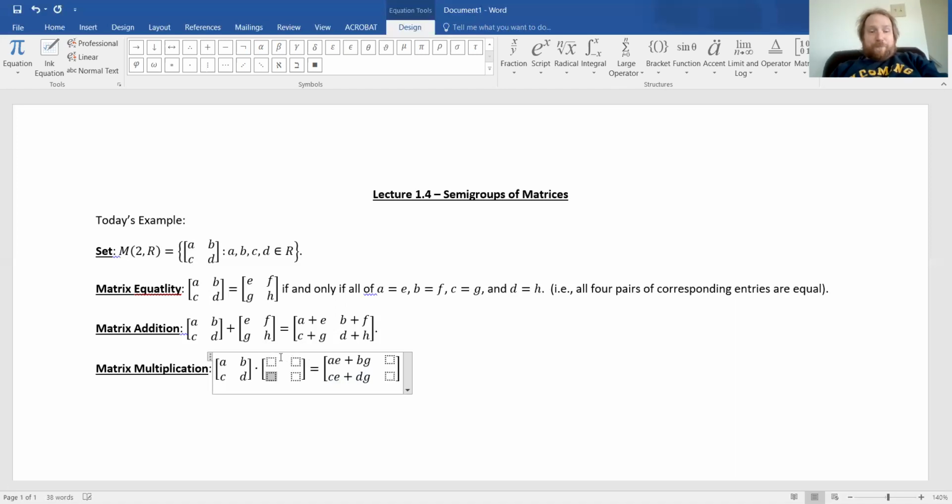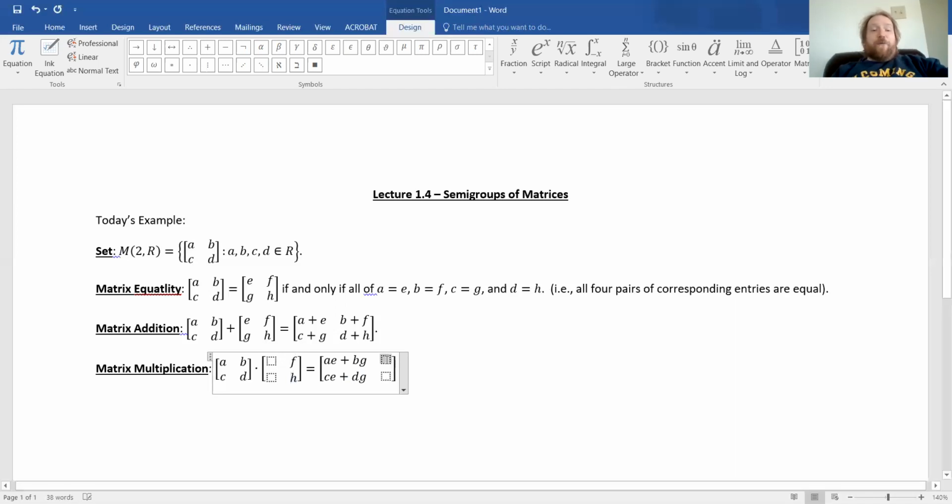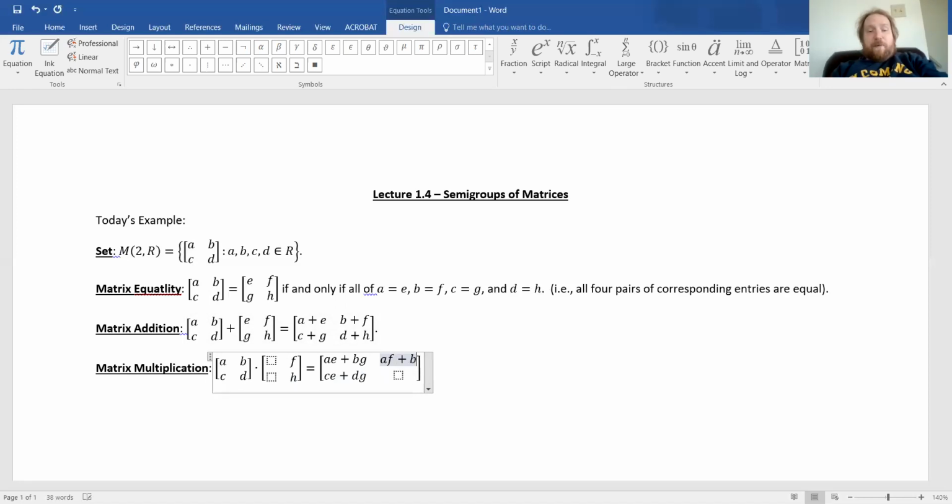Now, if I want to get the second column of the product, I just take the matrix on the left times the second column of the matrix on the right. So now view this as the vector FH. I get AF plus BH. I get CF plus DH.